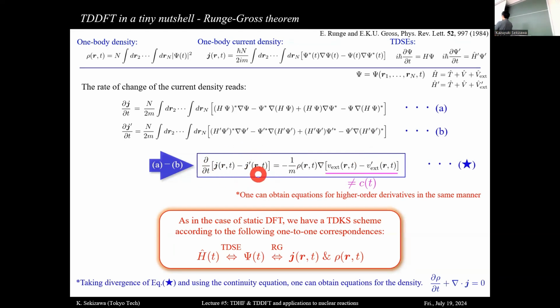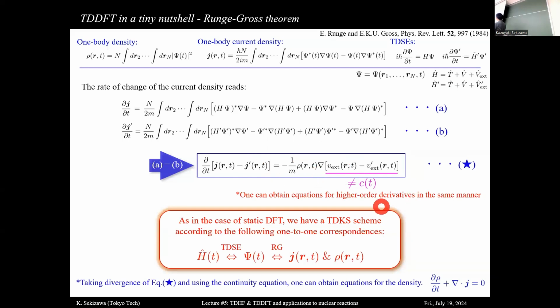And one can also use the continuity equation. The continuity equation is this. You can take the divergence of this equation, then the left-hand side will be the time derivative of the density.